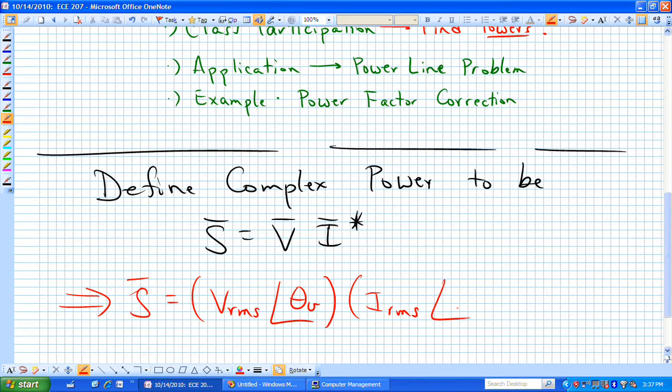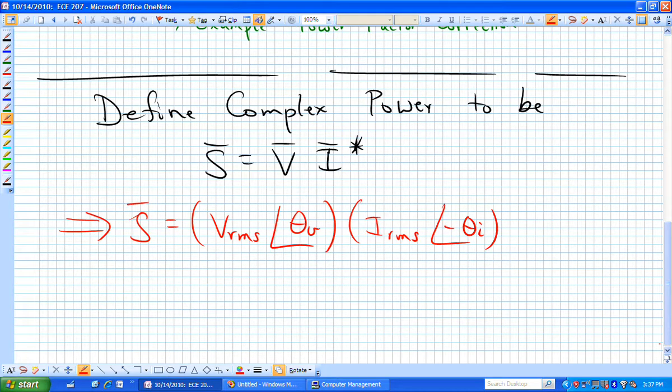Then if the current has an angle of theta sub I in this complex power expression, we now need to negate that angle to obtain minus theta sub I. Or this now simply becomes the product of our two magnitudes, voltage and current, and the angle or the phase of that complex power is really the difference between the voltage phasor and the current phasor.